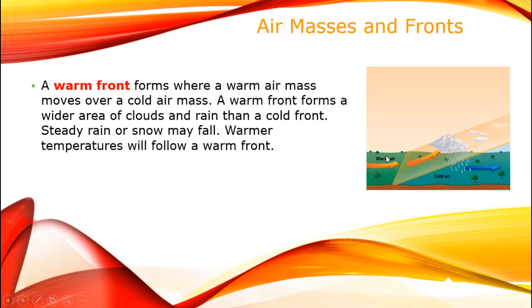So the warm front forms when warm air masses move over cold air masses, and they form a wider area of clouds and rain than a cold front. So rain or snow may fall, and it is followed by warmer temperatures.